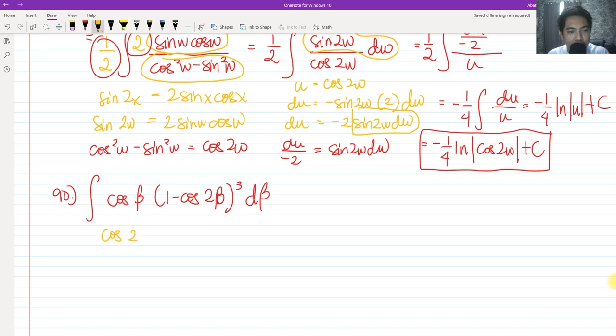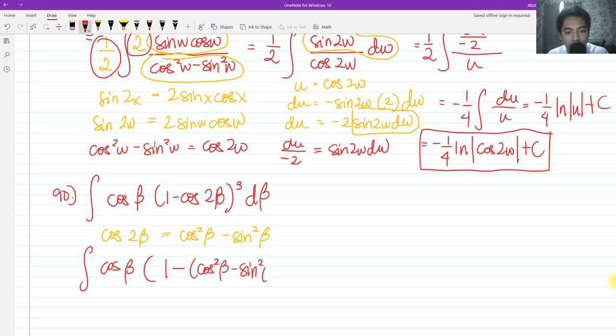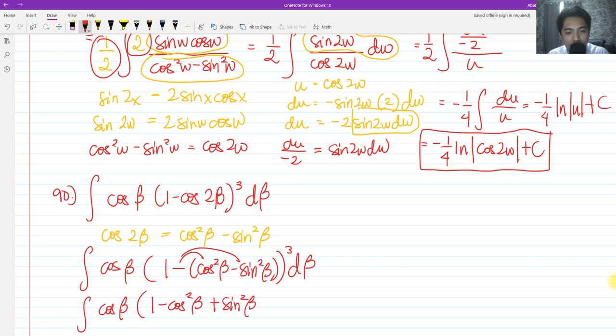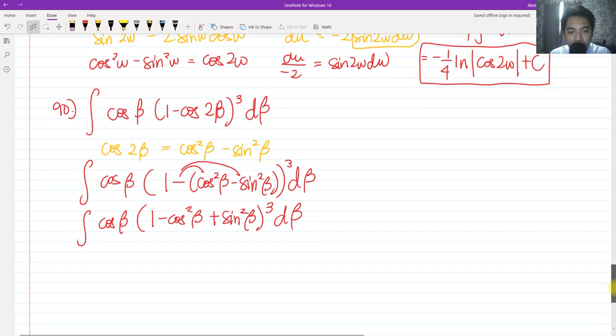So cosine 2 beta is a double angle formula, and it's equal to cosine squared beta minus sine squared beta. If we substitute that, we have cosine of beta times 1 minus cosine squared beta minus sine squared beta, raised to 3, d beta. If I distribute the negative sign, this becomes 1 minus cosine squared beta plus sine squared beta, raised to 3. Don't forget that it is raised to 3 because the given is raised to 3.